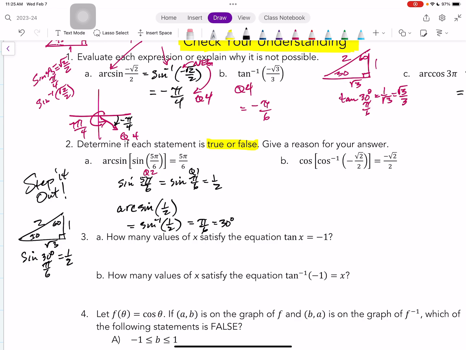And notice right here, they're unequal, not equal. So it says, is it true or is it false? This first one is false.